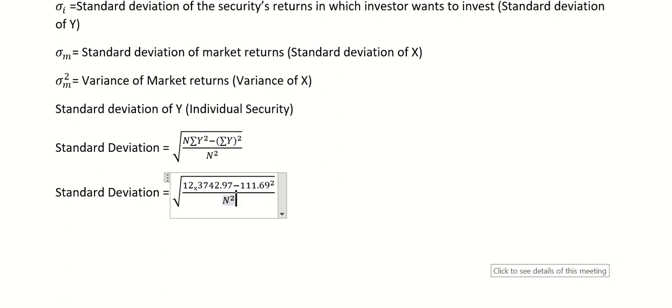Its square, and N square here, N is 12, so 12 into 12 we can do. 12 into 12 is 144. I'm directly writing it. Okay. So now we will solve it.